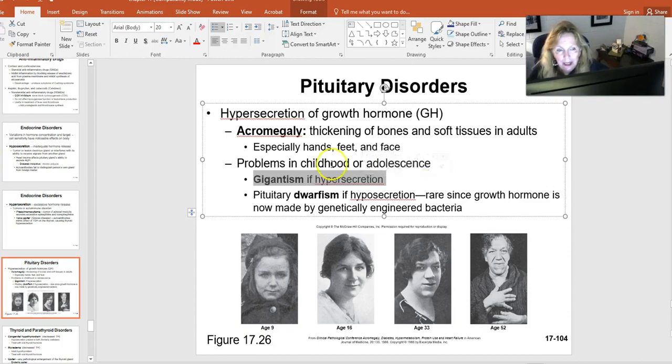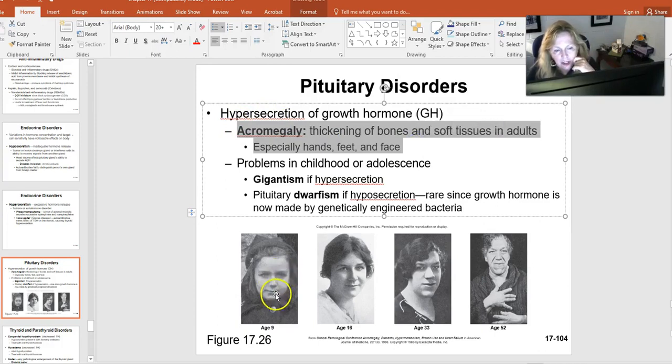Now, if the hypersecretion happens in adults, so you can't get any taller because the growth plates, those epiphyseal plates and bones have closed off, so you're not going to get any taller. But what it can do is start to affect the irregular bones, like the bones in the hands, the feet, the face, the brow, the jawline.